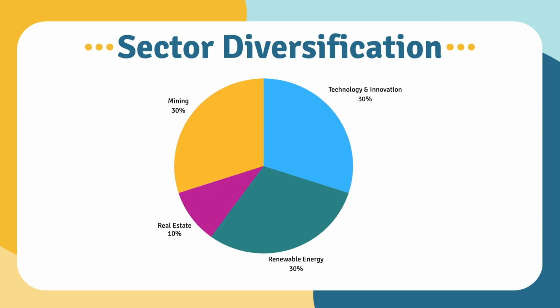So for the sector diversification, I have divided my assets of $1 million to 30% each of technology and innovation, renewable energy, and mining, and the last 10% to real estate.